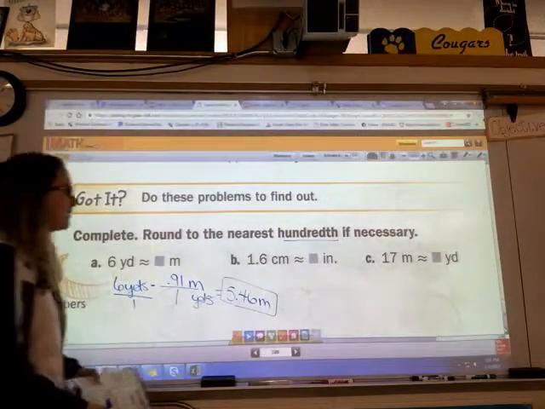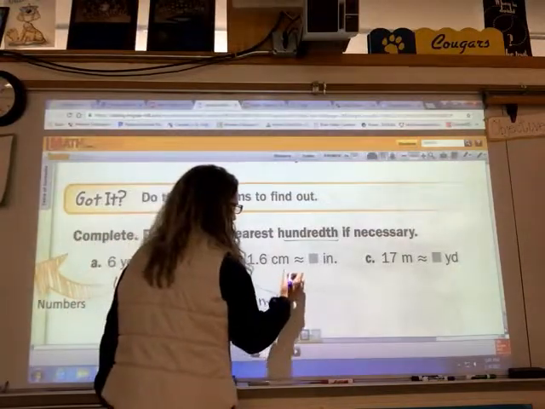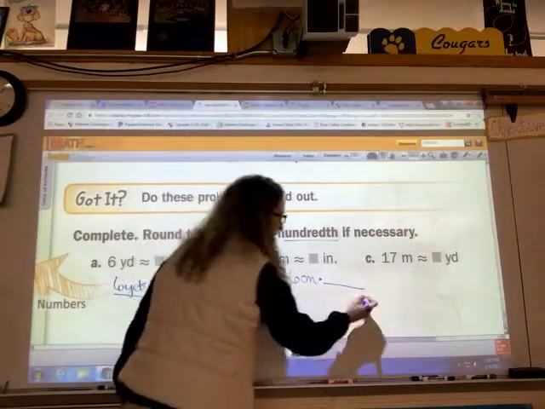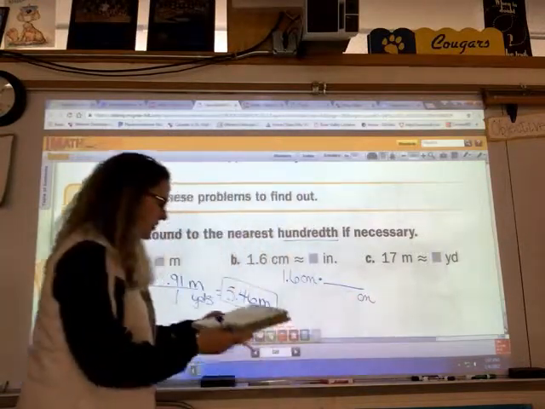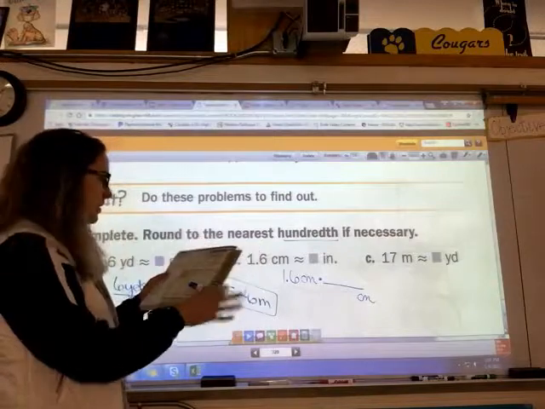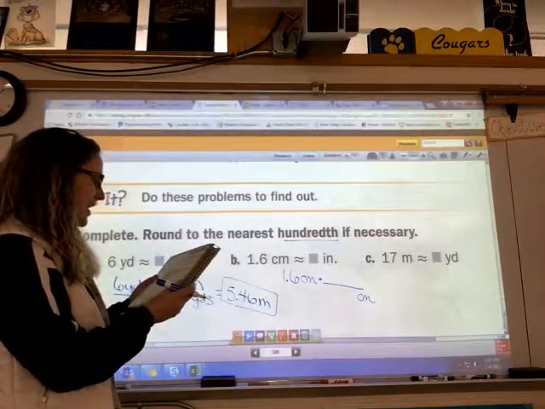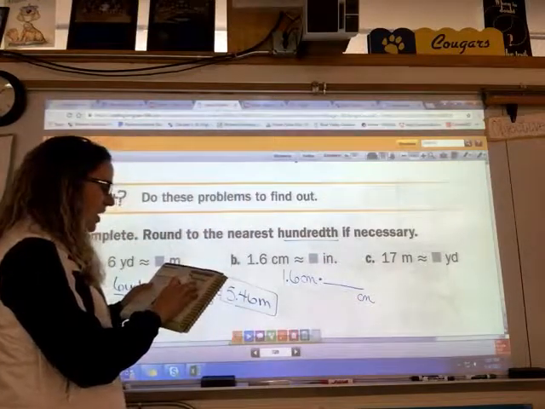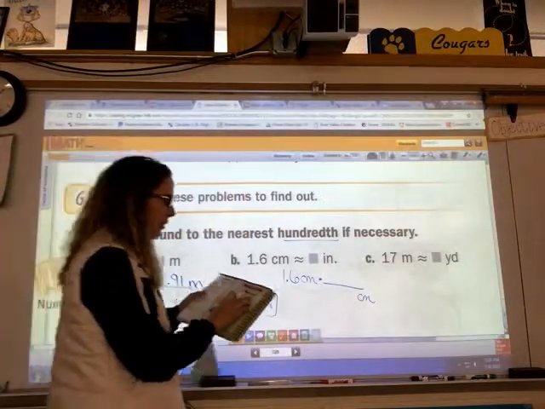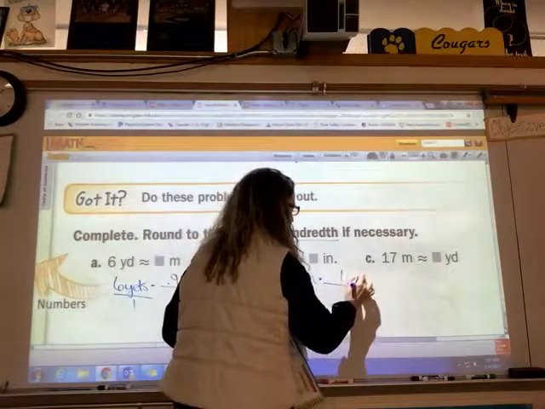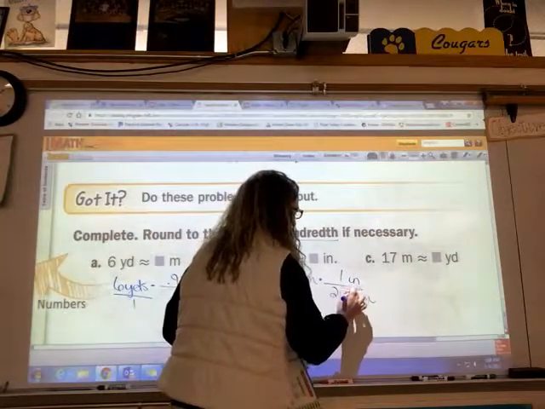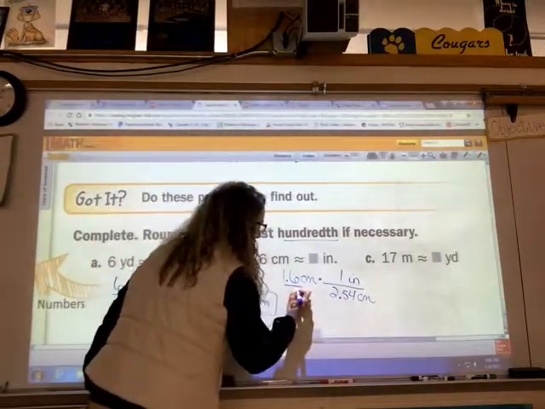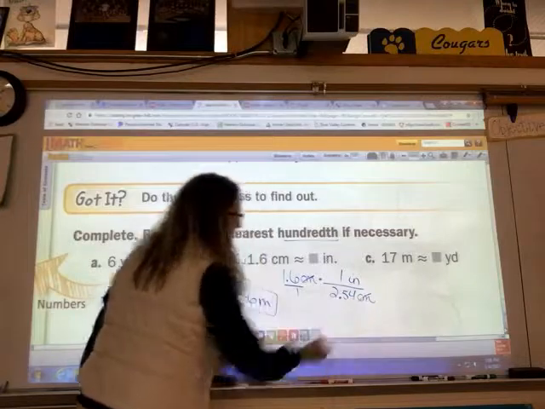Okay, looking at letter B, I've got 1.6 or 1 6/10 centimeters times, centimeters needs to go on the bottom. Okay, so I'm going to look at my conversion in my book. Okay, I know that when I'm looking at length and I'm looking for inches and centimeters, I know that 1 inch at the very top is going to equal 2.54 centimeters. So 1 inch equals 2.54 centimeters. Again, thinking that this is the same as over 1, crossing out my common units.